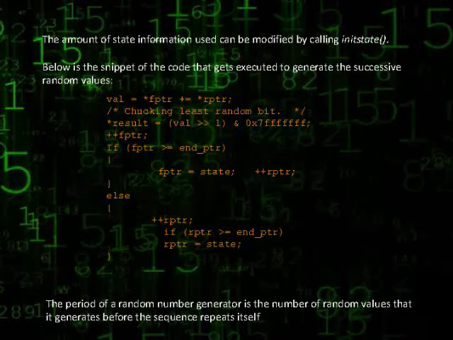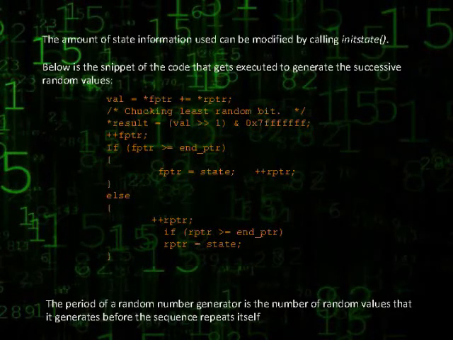As shown in the code, fptr and rptr are pointers to 32-bit integers inside the state array. The pointer result is used to store the random value that will be returned by the function. The initial state array is populated with values generated using a linear congruential random number generator. The pointer rptr is initialized to point to the beginning of the state array, while the initial location pointed to by fptr varies according to the size of the state array. For the default state array size of 128 bytes, a separation of 3 is used.